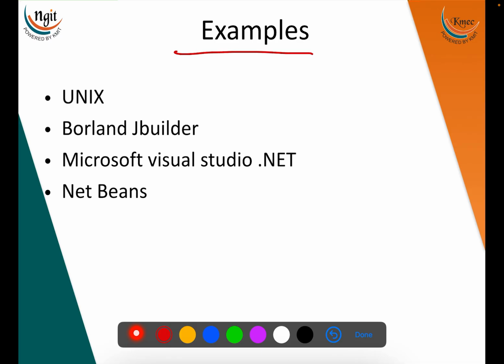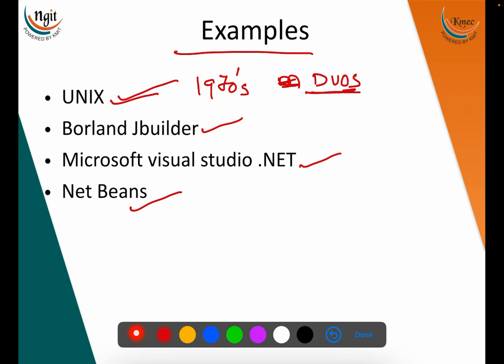There are several different kinds of programming environments: Unix, Borland JBuilder, Microsoft Visual Studio and NetBeans. Let's talk about each. Unix is an older programming environment, first distributed in the middle 1970s, built around a portable multi-programming operating system. It provides a wide variety of powerful support tools for software production and maintenance in a variety of languages.